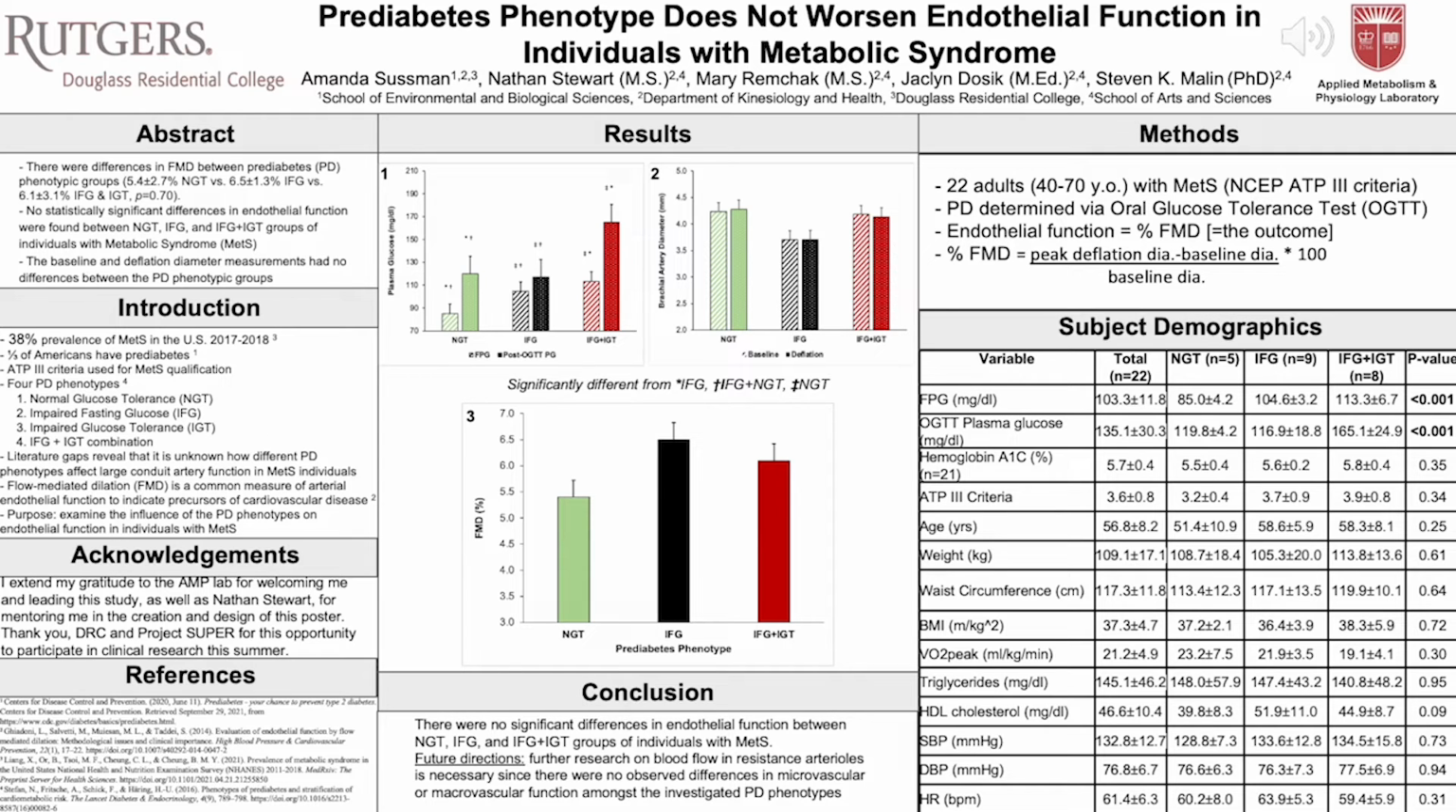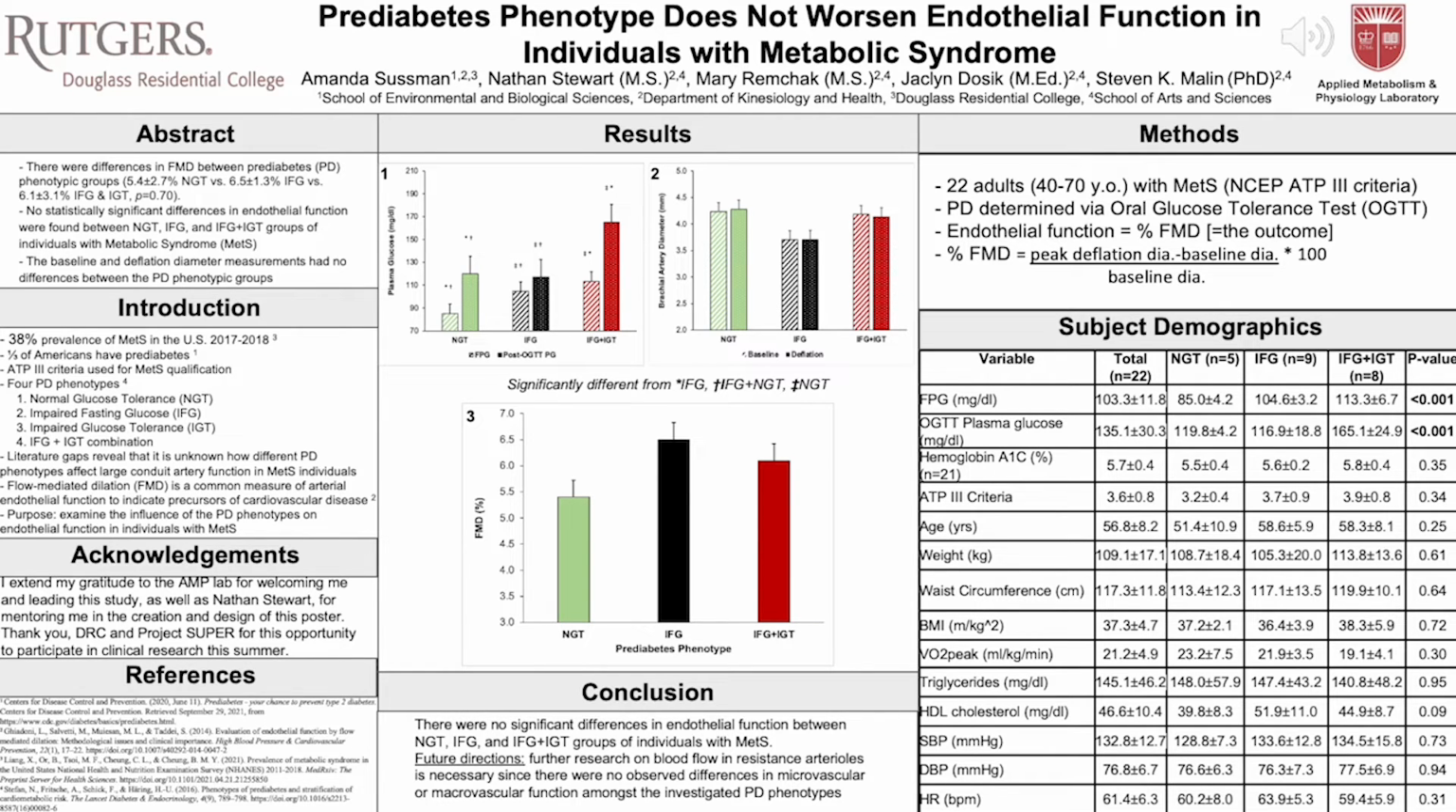Graph 2 shows the baseline and peak deflation diameter measures of the brachial artery endothelium for the PD phenotypic groups. Within each PD group, the diameter measures for both baseline and peak deflation are very similar, so there were no statistically significant differences between those diameter measurements.